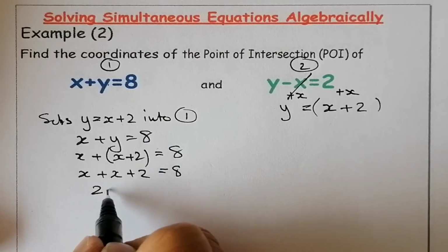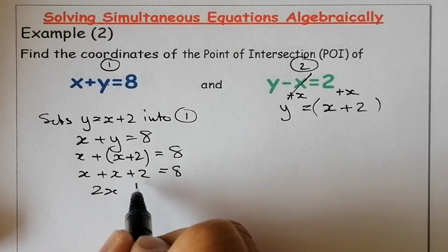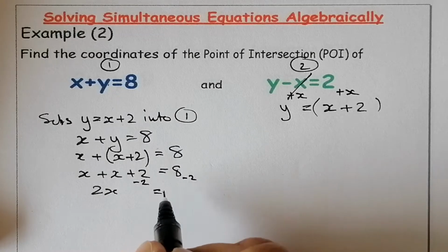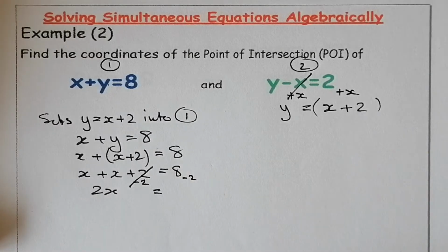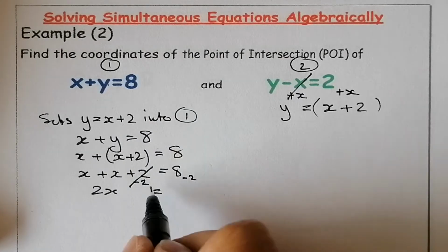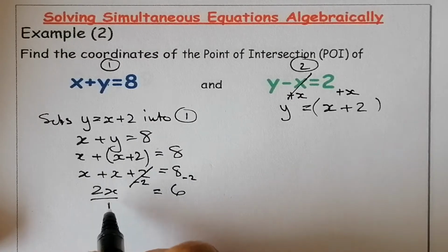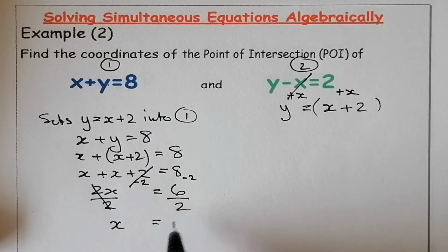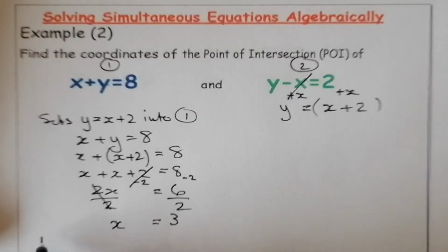I'll gather up what I can, so that's 2x. What I'll do is from this side, I'm going to take 2 away, and I'll take 2 away from that side. So what that should do is eliminate this part here, because 2 minus 2 is 0, and 8 minus 2 is 6. So that will be a division by 2 to eliminate the 2 there, and I've got an x on its own, and it equals 3. What I'll do then is I'll substitute the x value.